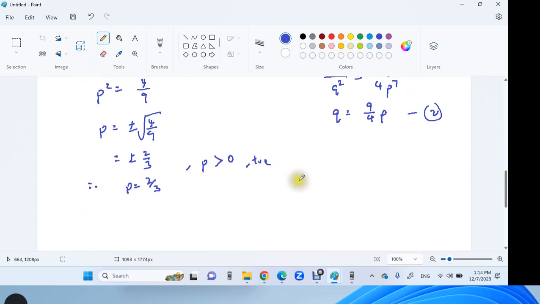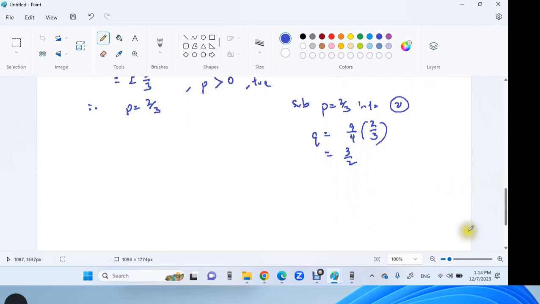Then I can substitute p equal to 2 over 3 into equation 2. Then q is 9 over 4 times 2 over 3, which becomes 3 over 2. So as a conclusion, p is 2 over 3 and q is 3 over 2.